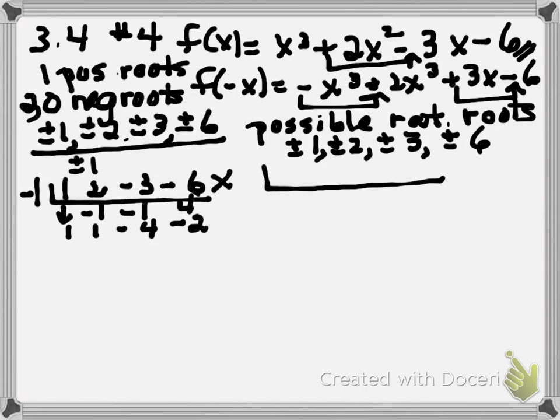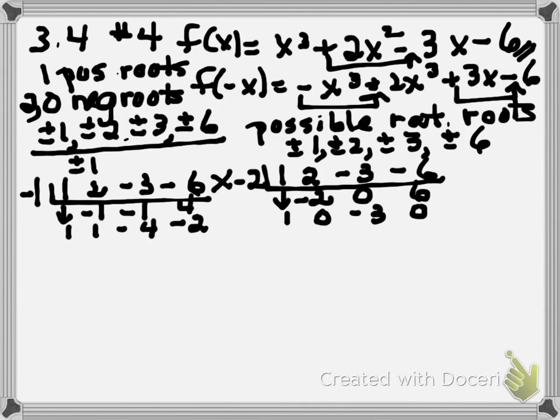Let's try negative 2 as a possible root. 1, 2, negative 3, negative 6. Bring down the 1. 1 times negative 2 is negative 2. 2 and negative 2 is 0. Negative 2 times 0 is 0. Negative 3 and 0 is negative 3. Negative 2 times negative 3 is positive 6. Negative 6 and 6 does give us a remainder of 0. So therefore, I know that negative 2 is a solution.